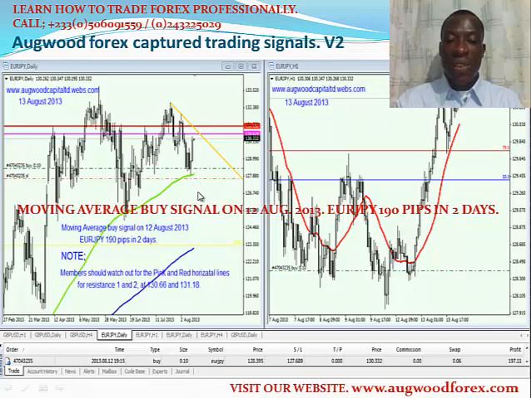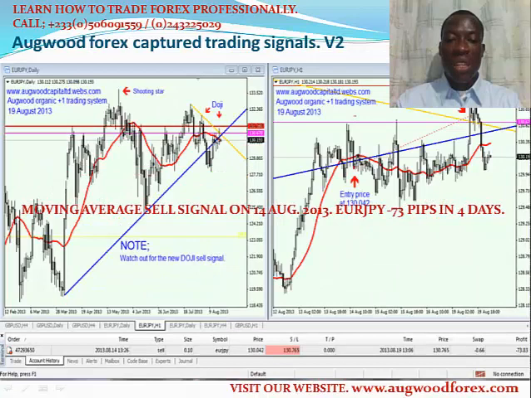This signal is very powerful and based on the moving average signal, so it was able to make 190 pips in 2 days. Now this is another signal also. This is also another moving average. This moving average sell signal on 14th of August 2013 on Euro JPY made a loss of minus 73 pips in 4 days. As you can see here, this is my entry, and it took 4 days before I was stopped out.